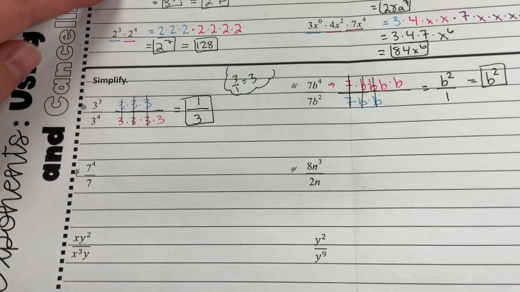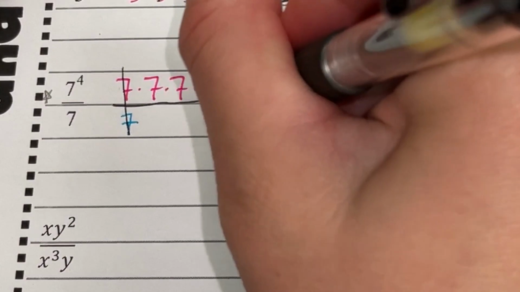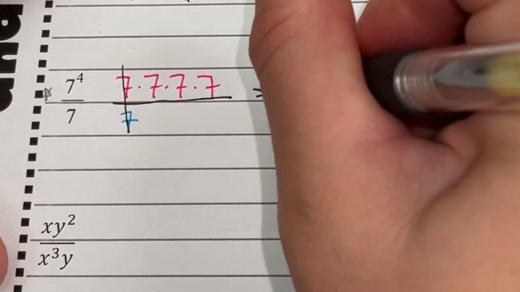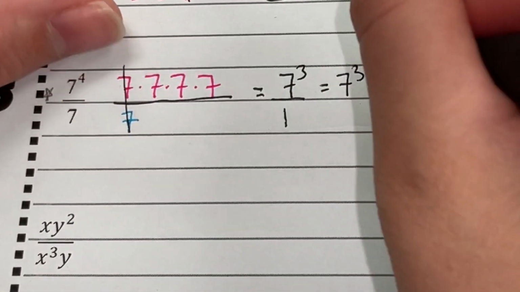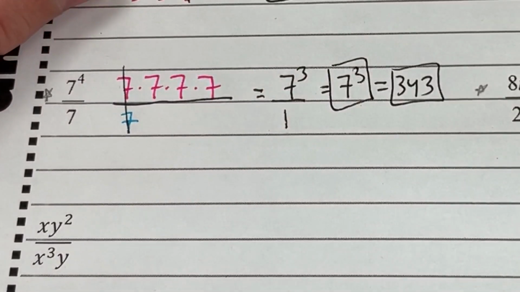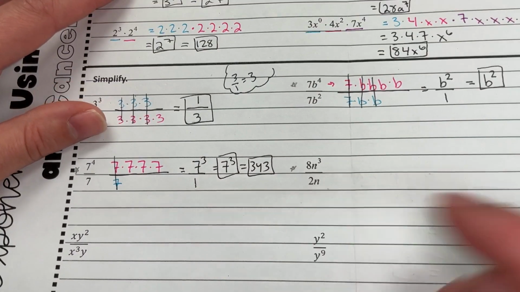All right, let's look at this next one here. Top, we have 4 7's. On the bottom, we have 1 7. So my only pair I can cancel is this first pair. We're left with 3 7s up top with just a 1 on the bottom, and that looks kind of silly. So we have 7 to the third, which is also the same as 343. That was an answer from earlier in the video. Okay? So remember, for the ones on the bottom, it makes you look like a goof.